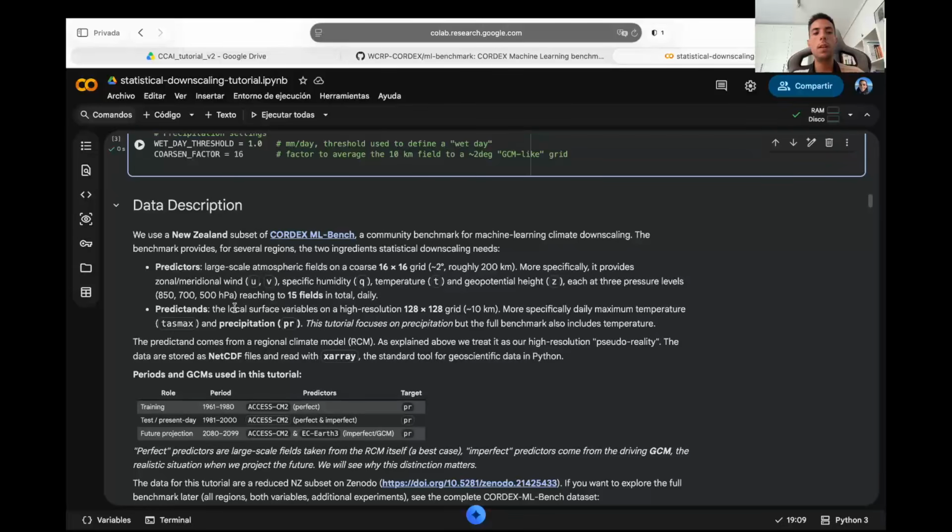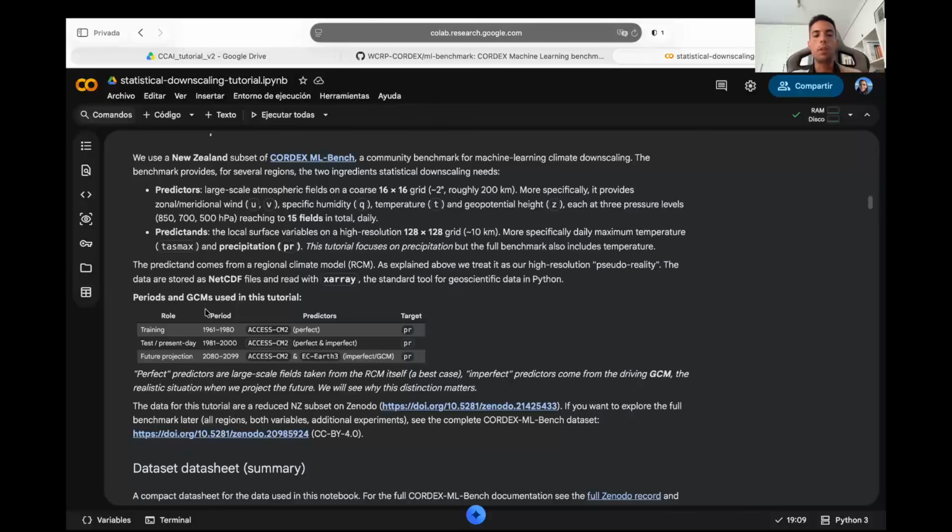And of course, the predictant is the high resolution variable that we are interested in downscaling. For instance, if I want to study how precipitation is going to change in my specific city, then the predictant is going to be precipitation. That's the variable that I want to downscale. I will give you more details about the predictors that we use later.